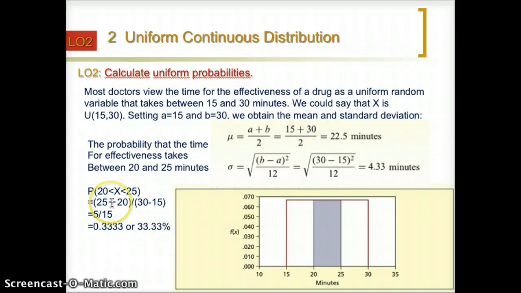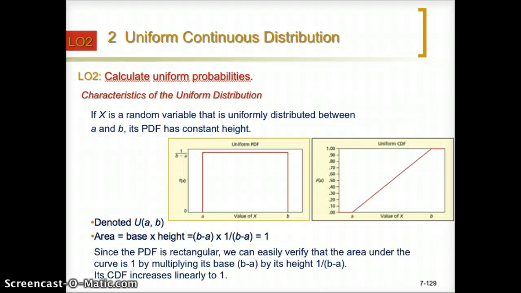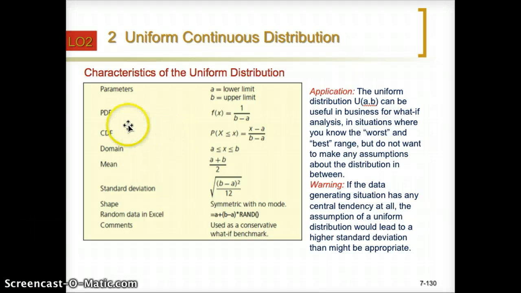Another part is to calculate the probability between two values. For example, here we calculate the probability between 20 and 25. So what we should do is, we need to use the B minus A times 1 divided by B minus A. But actually, you can see that 1 divided by B minus A is exactly equal to the PDF, the probability density function of that distribution.